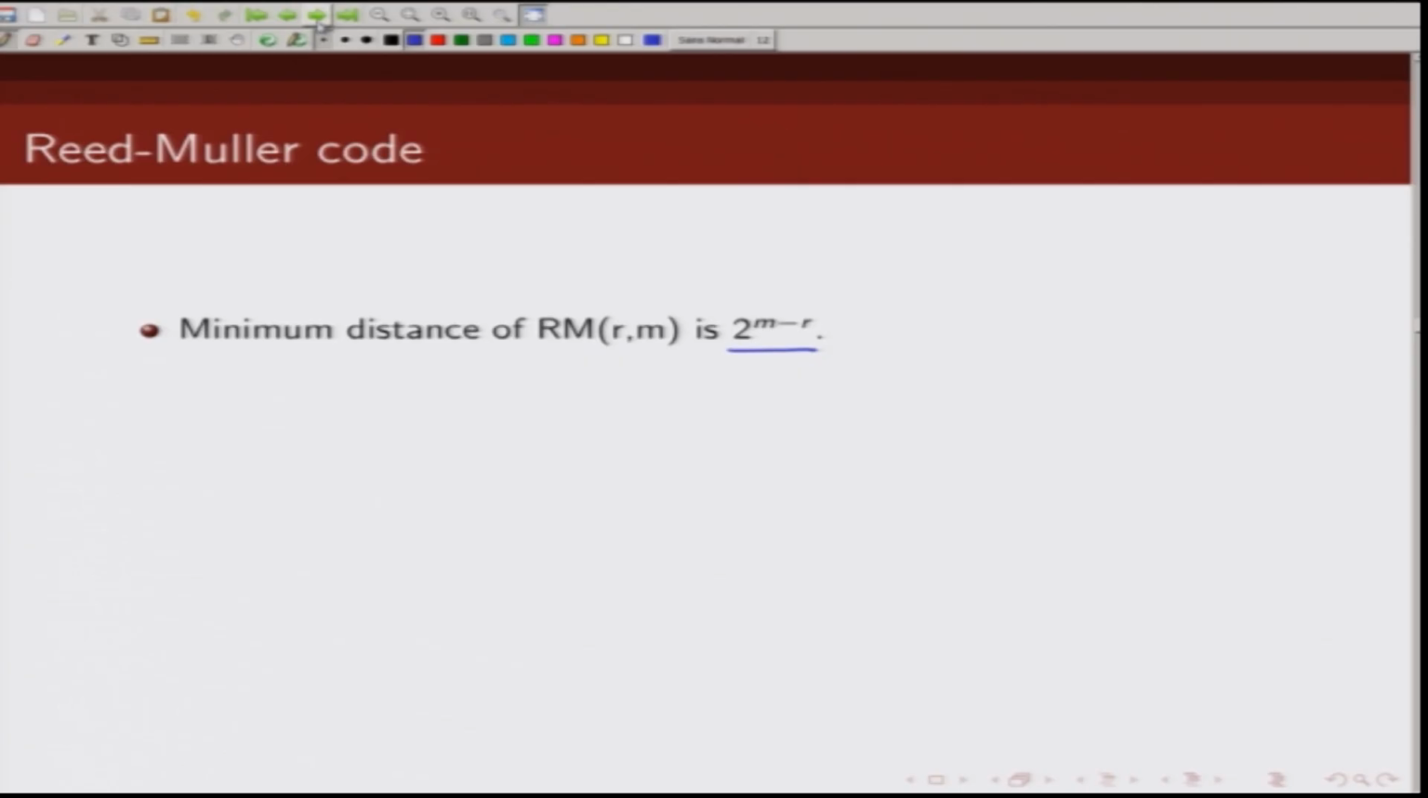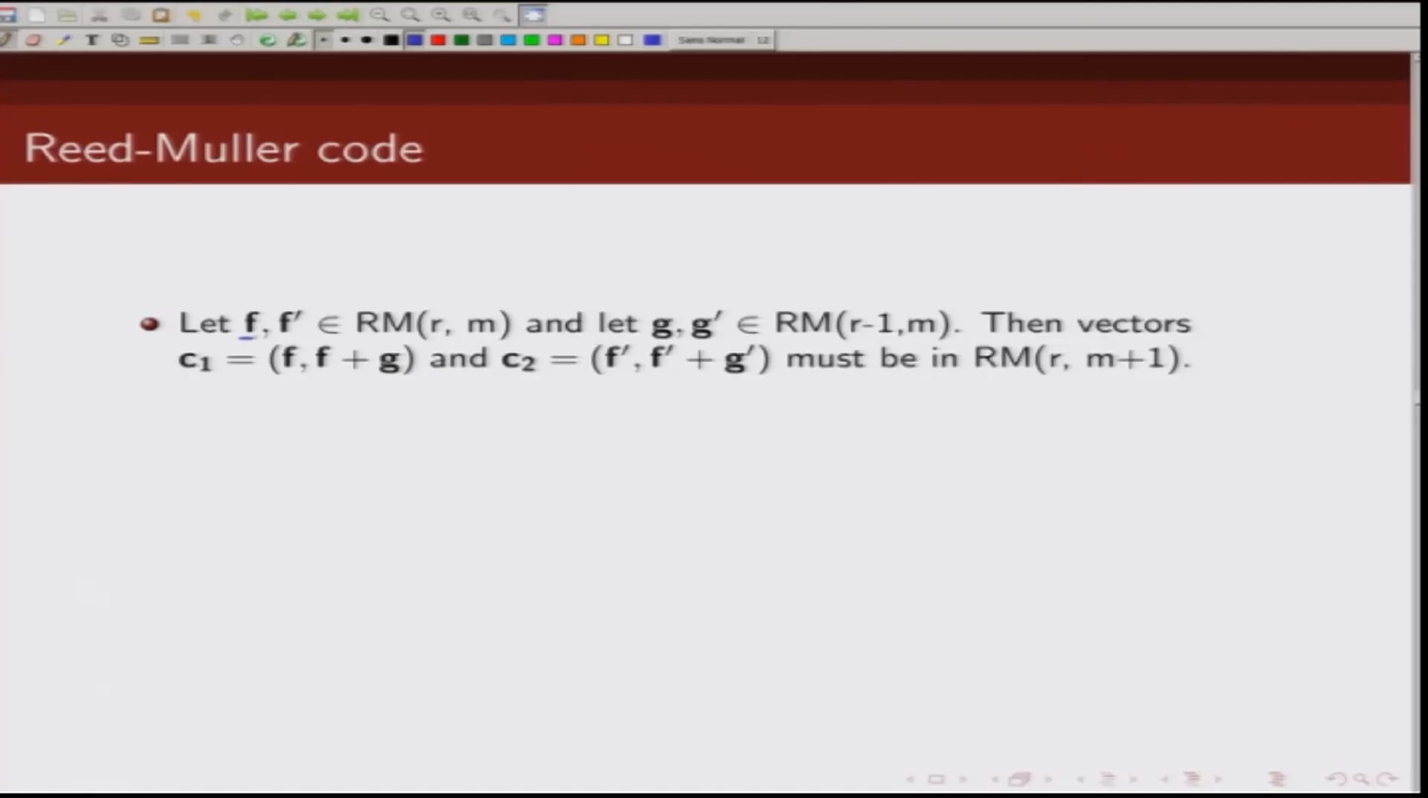So, let us see how we proceed. Let us consider two code words f' which belongs to the Reed-Muller code of order r and length 2^m, and g' which belongs to the Reed-Muller code of order r minus 1 and length 2^m. Then we are defining two code words in the Reed-Muller code of order r and length 2^(m+1), which is of the form u, u plus v.